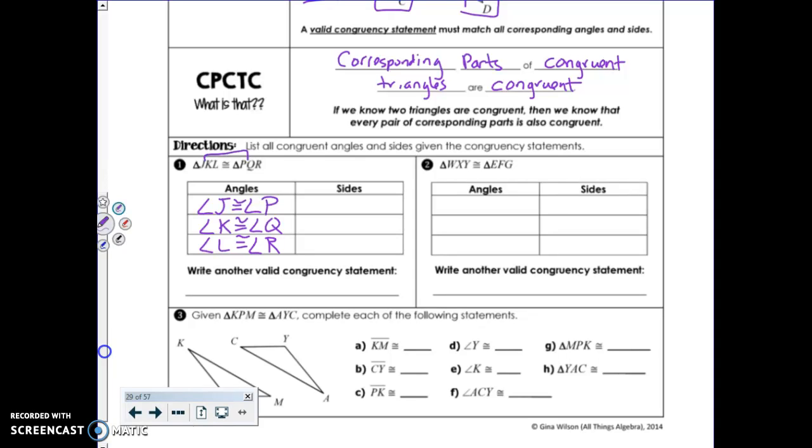And then the sides, you're going to do something similar. So JK is going to be congruent to PQ because they're both first. So that's this and this. And then KL and QR would be next. And then finally LJ and RP.